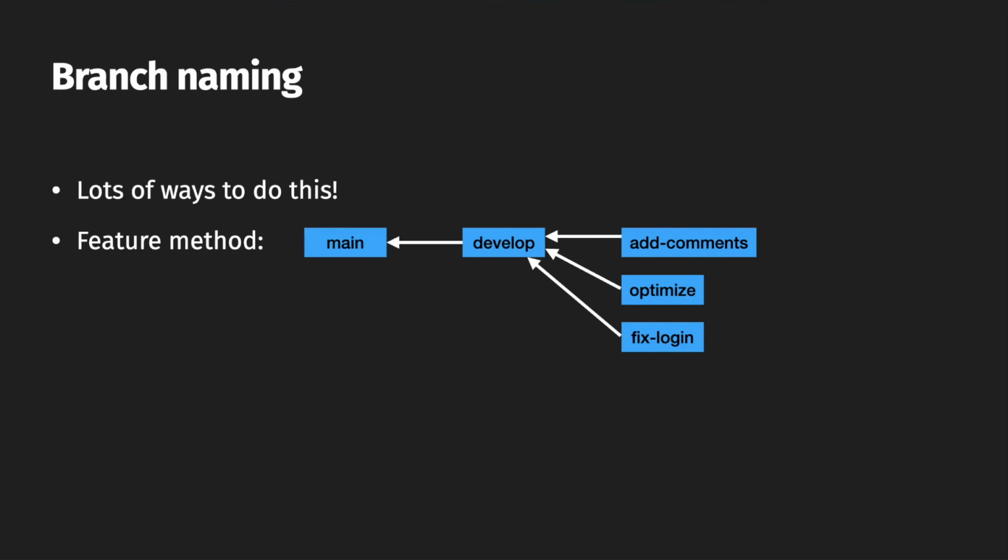Alternatively, you can just name it with text. Like we have one branch called add comments. All the changes on this branch represent the feature of adding comments to the website. Optimize is maybe not a great branch name because it doesn't tell me what I'm optimizing or what's going on. Fix login, it's a bug fix, fixes the login.